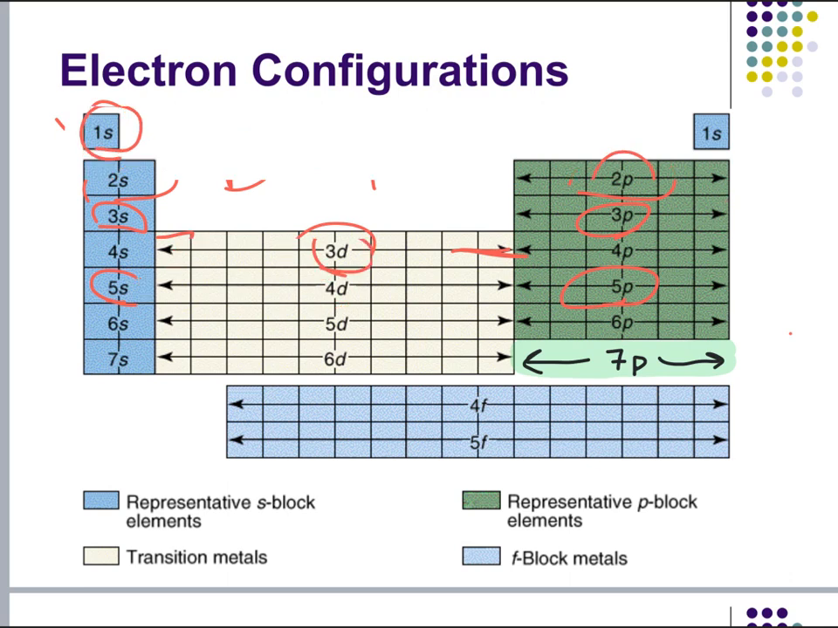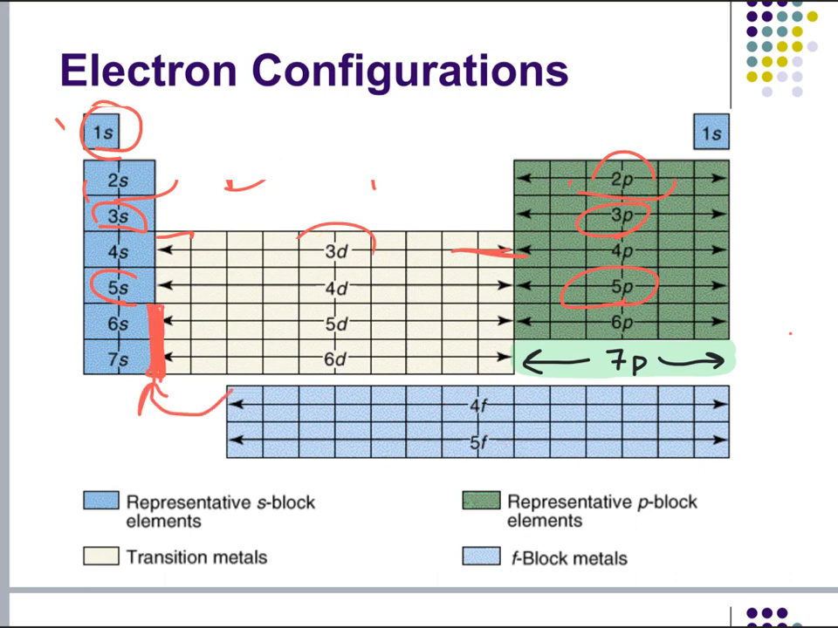Now let's think about the F block. If my first energy level has one shape, my second energy level has two shapes, my third energy level has three shapes, then my fourth energy level should have four shapes. So when I bring in the fourth shape, F, I should start that at 4. So I'm going to have 4f and 5f for my lanthanide and actinide series.